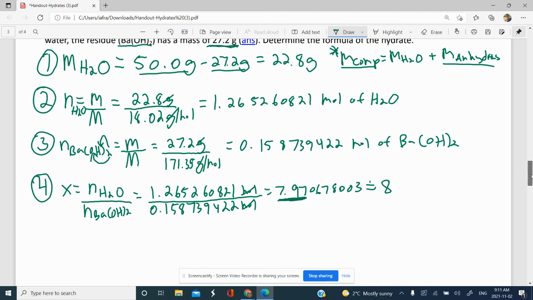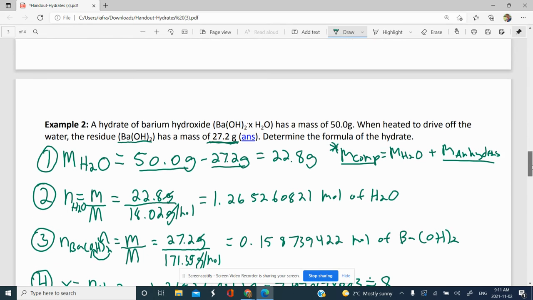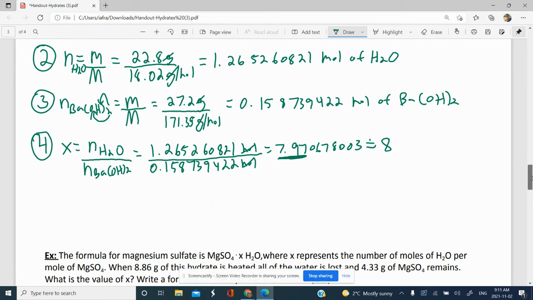So what you just did is you found the X value that you were looking for over here. That's it. So you basically said there's 8 waters attached to your formula unit. Another way people sometimes write this, just to show you, is an alternate way. You don't have to do it this way. Some students will do this as their steps.